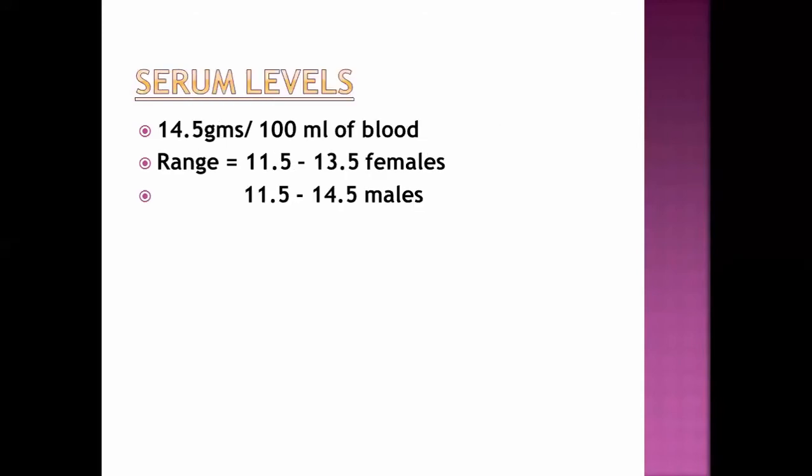Serum level: 14.5 grams per 100 milliliters of blood. Range is 11.5 to 13.5 in the females and 11.5 to 14.5 in the males. The normal generalized serum level of the iron is 14.5 grams per 100 milliliters of the blood, but the range differs between males and females. In the females, it ranges from 11.5 to 13.5 and in the males 11.5 to 14.5.